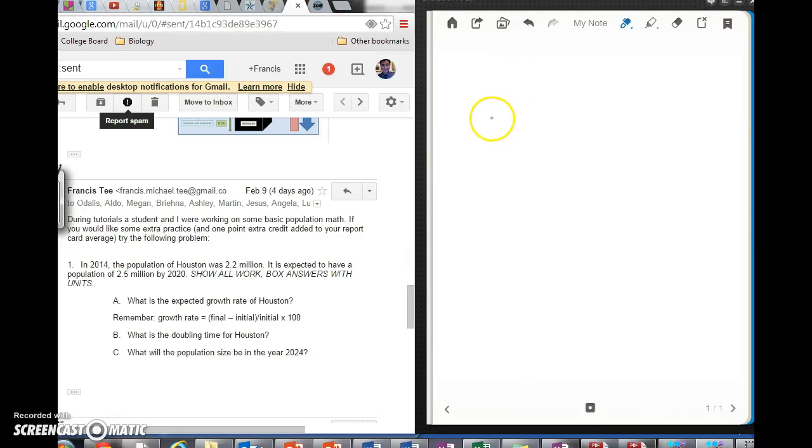Alright, so let's go ahead and answer these extra credit questions for population mathematics. In 2014, the population in Houston was 2.2 million, times 10 to the 6th. It is expected to have a population of 2.5 million by 2020. So part A is saying we need to find the expected growth rate.